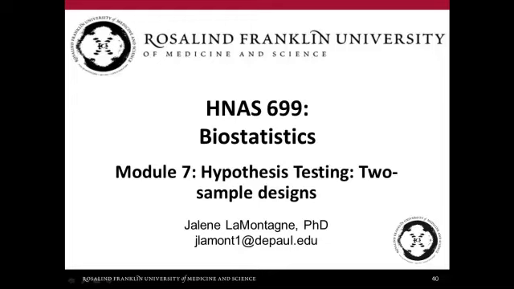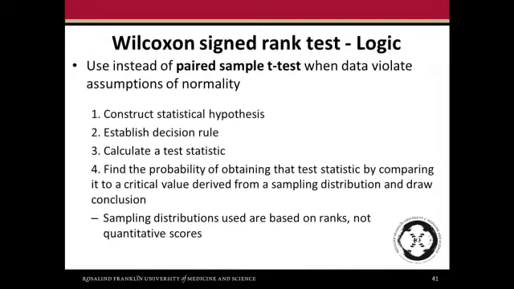In this mini lecture for Module 7, we're going to be looking at two sample designs, and in particular, we're going to be looking at the logic behind the Wilcoxon signed rank test. This is used instead of the paired sample t-test when our data violate the assumptions of normality. Again, similarly with all of the other statistical tests, we have these 4 different steps that we follow, and because we're dealing with a non-parametric test, we're looking at the sampling distributions based on ranks and not quantitative scores.